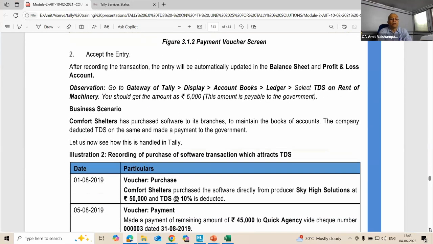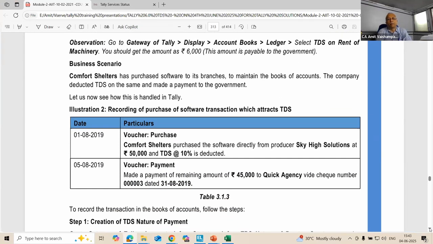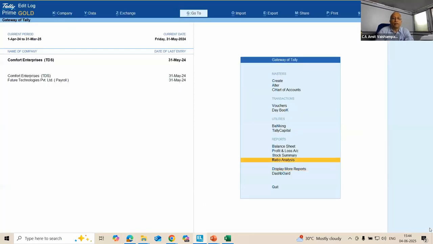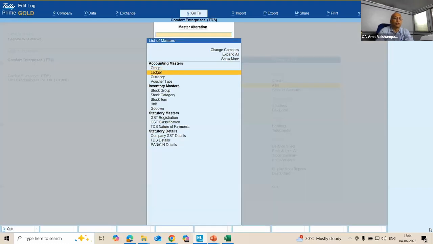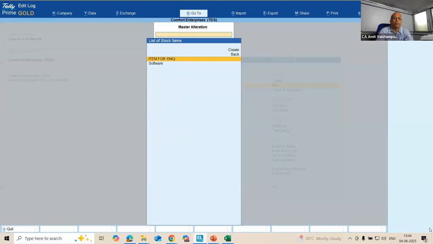Now we'll talk about the second case where we are buying a product. So there may be a situation where we are buying a product where the product is also subject to TDS. So we have to create a product, a stock item. In this case, I have already created that, so I'm just demonstrating it. Tally allows you to create a product. So we have a stock item.